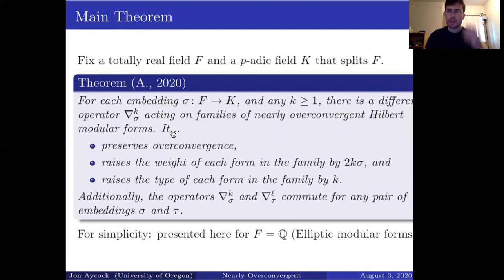The layout of the talk is going to be, we're going to talk about, well, what is a modular form? And then what is a nearly overconvergent modular form? And then we're going to prove this theorem out of there. So a lot of the work is going to be spent trying to figure out, well, what is a nearly overconvergent Hilbert modular form, or in this case, just elliptic modular form. And then once we've done that, we can prove the theorem fairly quickly from there.